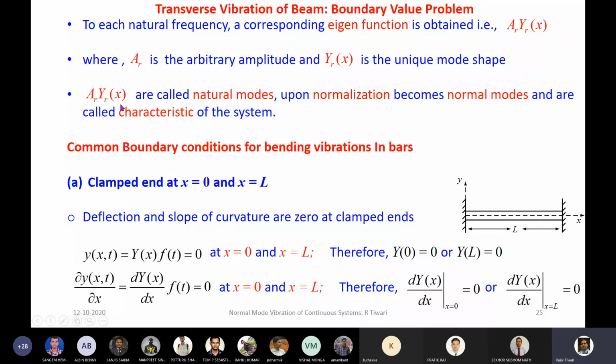Whatever eigenfunction we got with the constant is called a natural mode. Here also the normalization, as we did of the eigenvector earlier, will be valid. If you normalize the eigenvector, then those vectors are called normal modes. Otherwise, we can call this a natural mode, and they are characteristic of the system also.